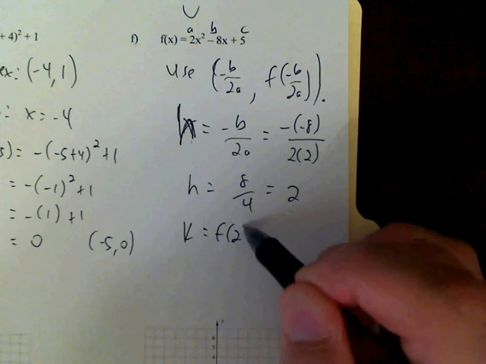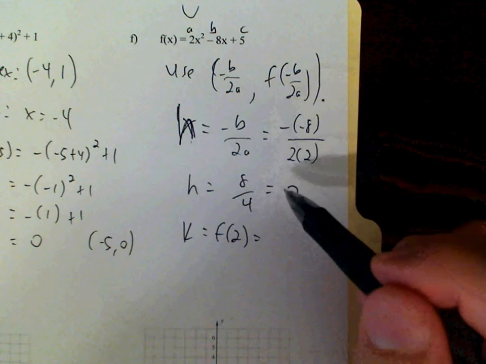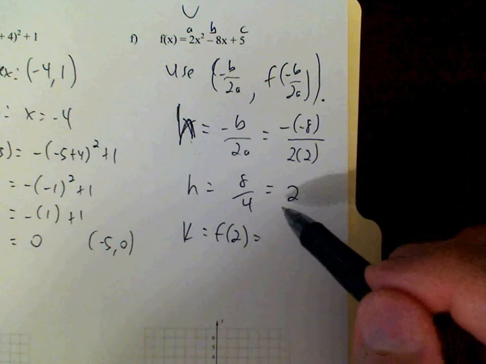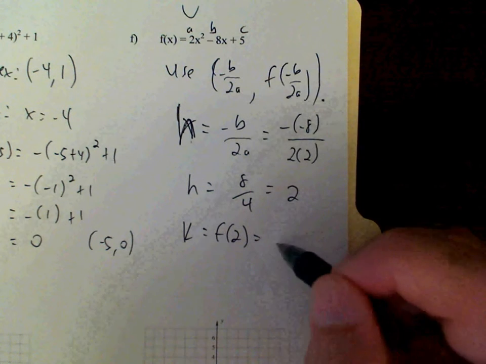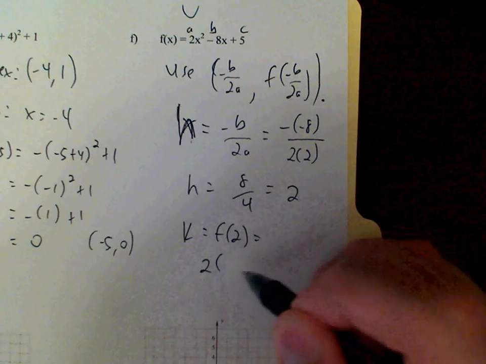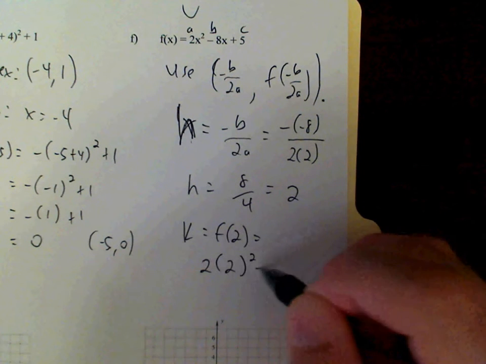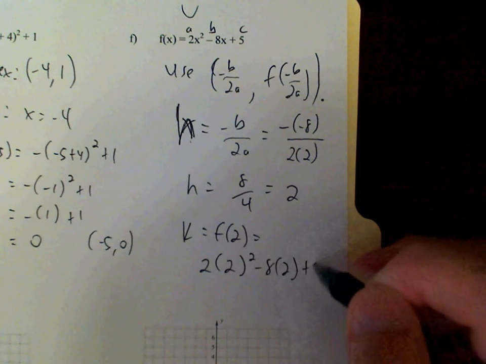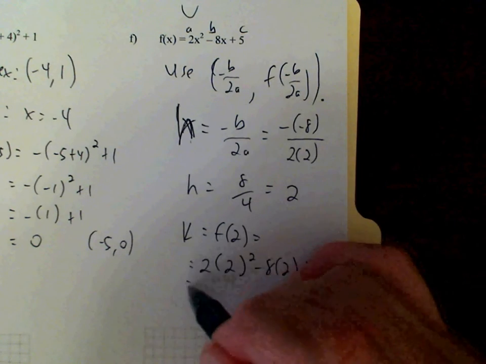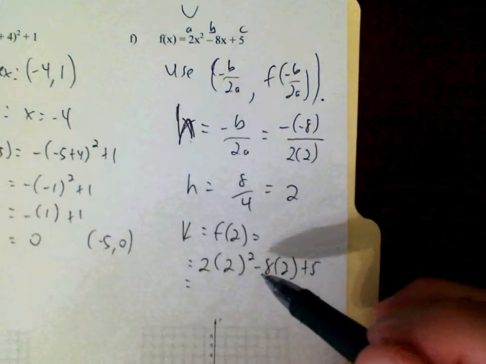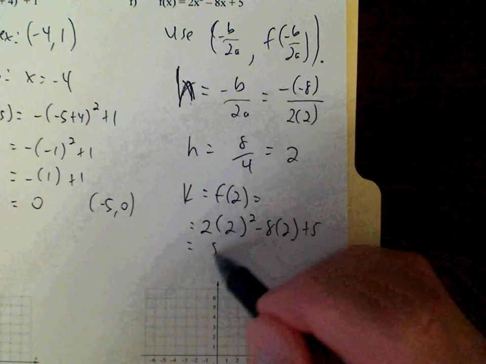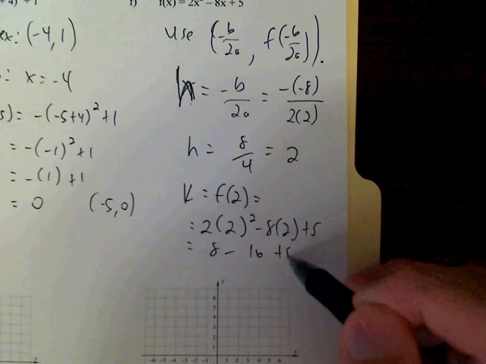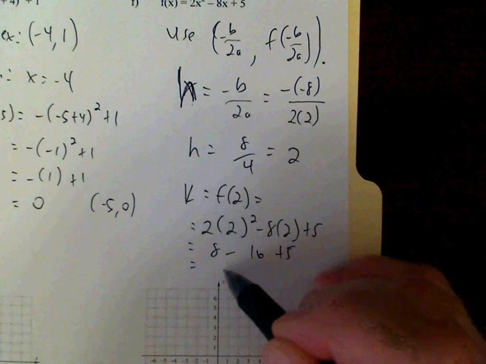Now to find k is nothing but f of 2. That's all that part means. Once you find the h value, you're going to find f of 2 by substituting that into the original equation. So I'm going to come down here and write it out. 2 parentheses 2 squared minus 8 times 2 plus 5. If you have a calculator, this could be a whole lot quicker, but let's go ahead and do it step by step. 2 squared is 4, 4 times 2 is 8, 8 minus 16 plus 5. 8 minus 16 is negative 8, negative 8 plus 5 is negative 3.